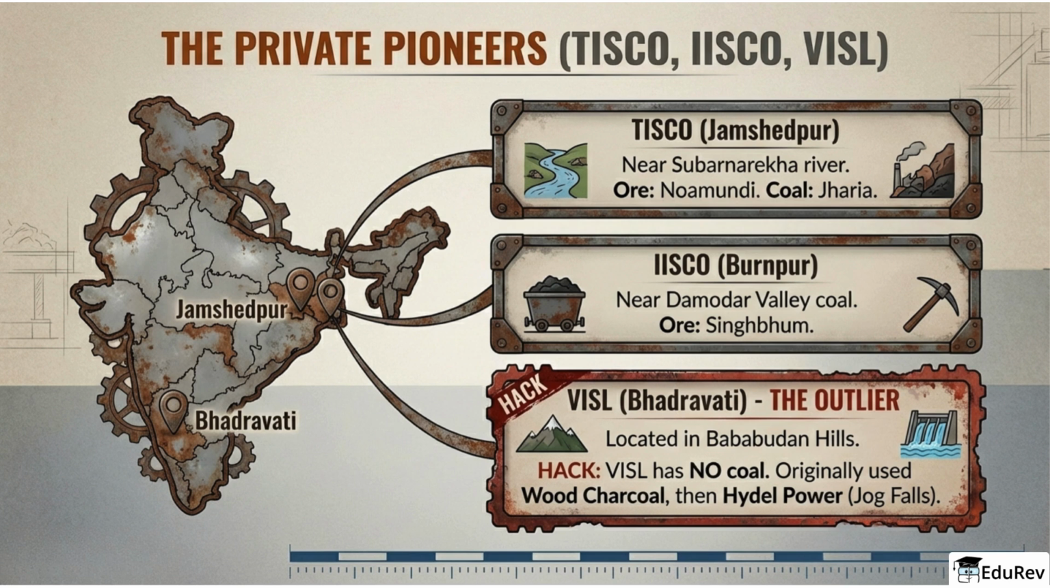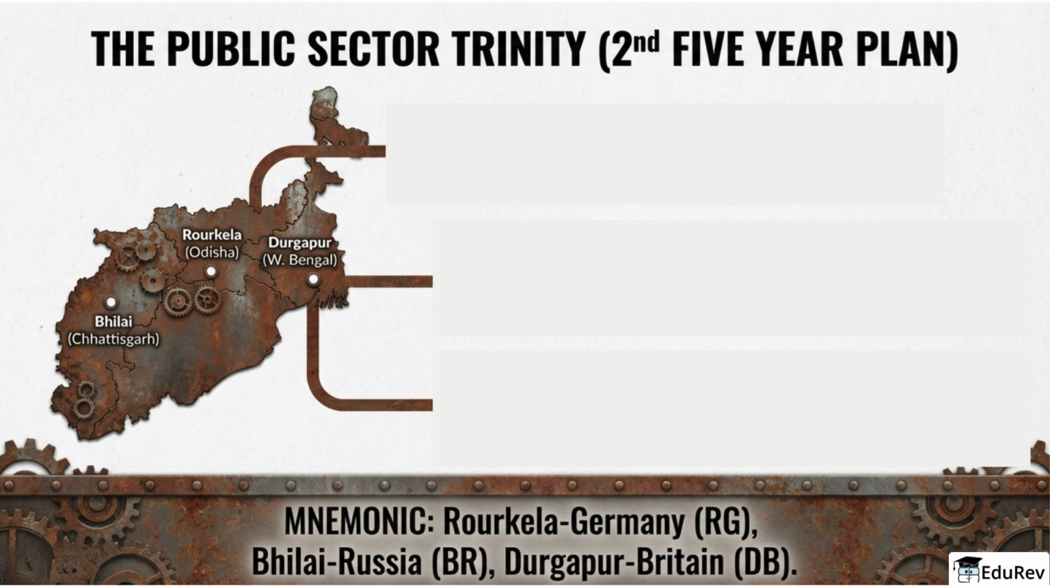That makes it the exception, not the rule. And that is exactly the kind of exception UPSC likes to turn into a trap. Now comes the public sector trinity, built during the second five-year plan.